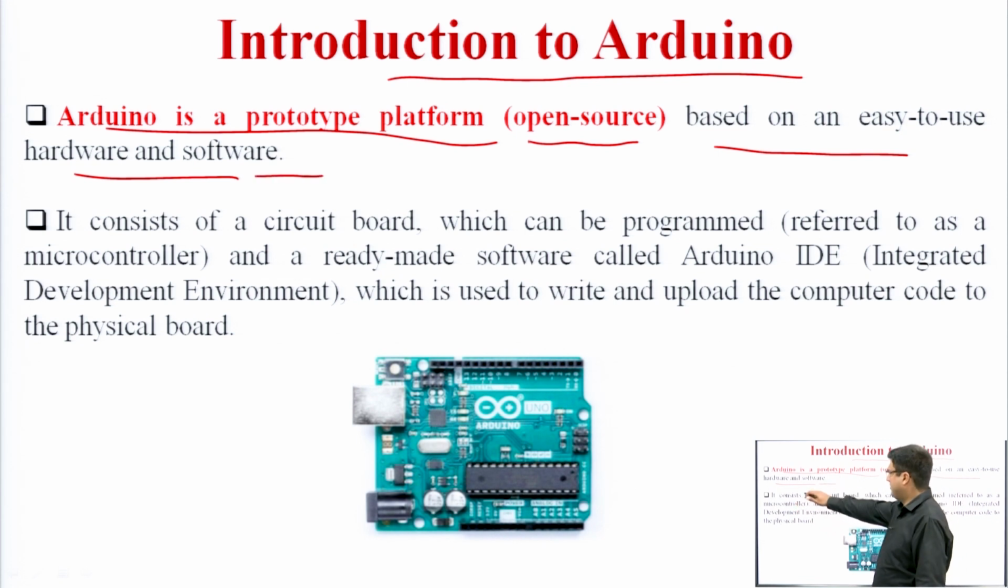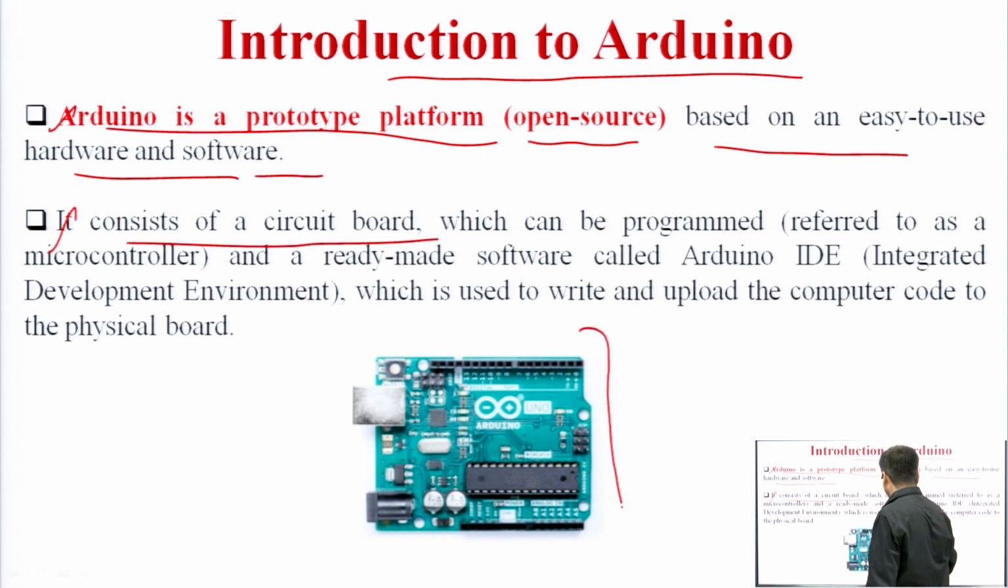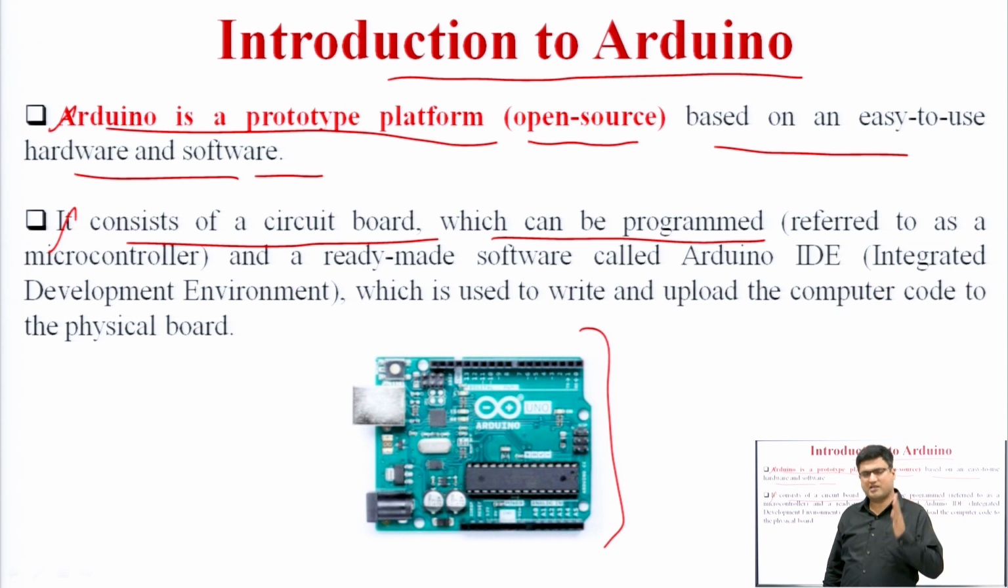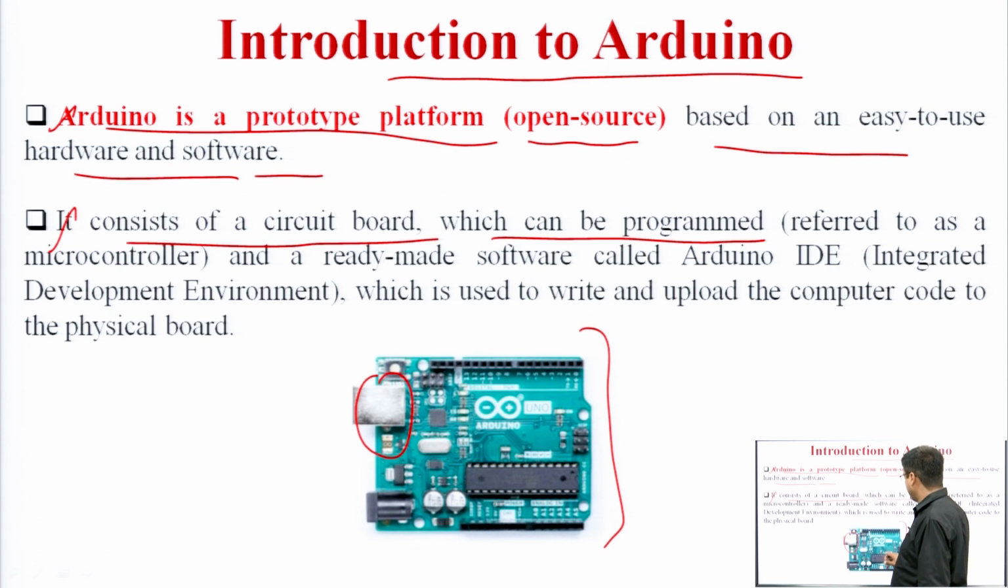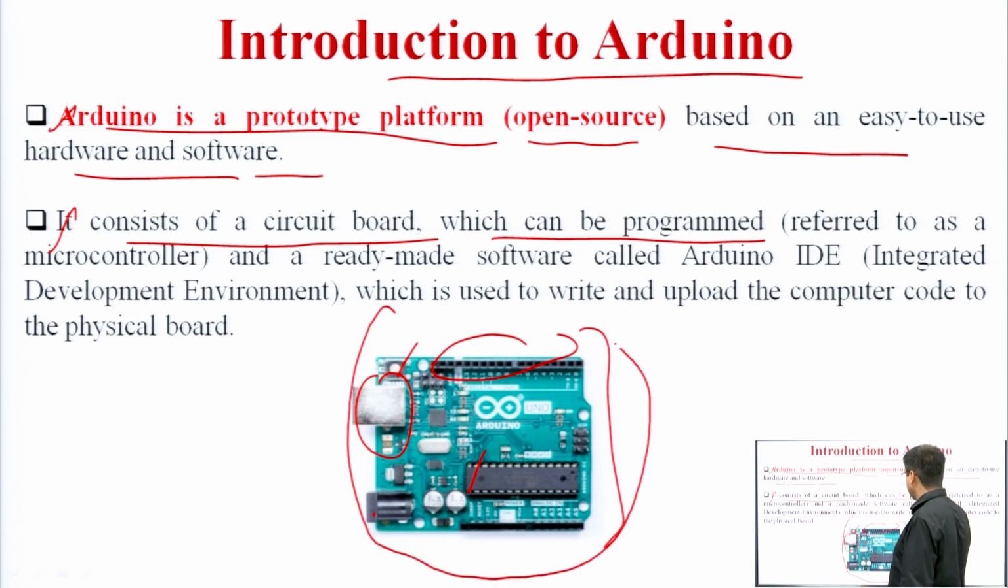Arduino consists of a circuit board, which can be programmed. What is the meaning of that? Basically it is a microcontroller, which means that all the components are integrated on a single chip. In the same way in Arduino, whether it is the USB port, the processor chip, the reset button, analog pins, digital pins, peripherals, timers, counters, or the reset switch, all the things are integrated on the same chip. That is a system on chip.